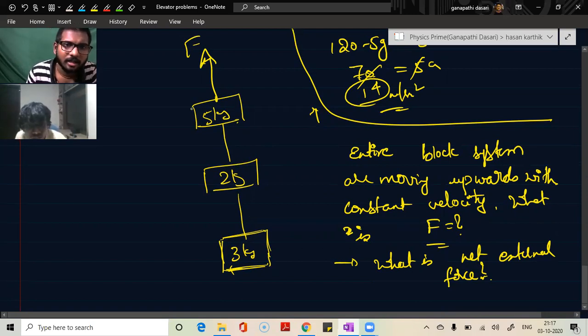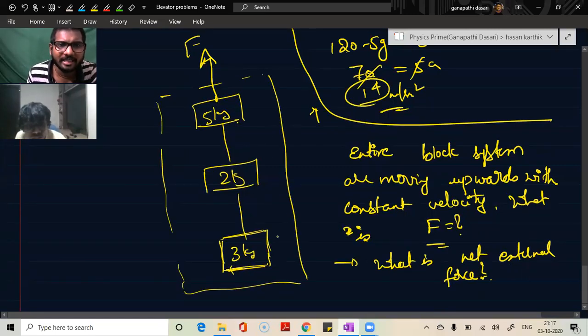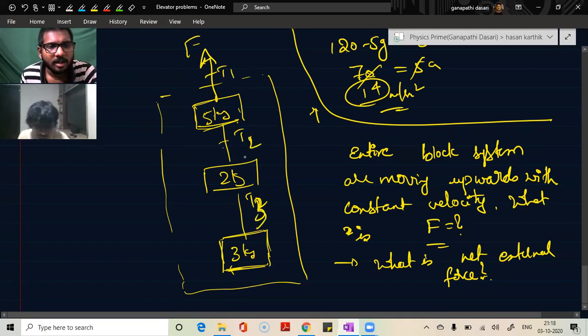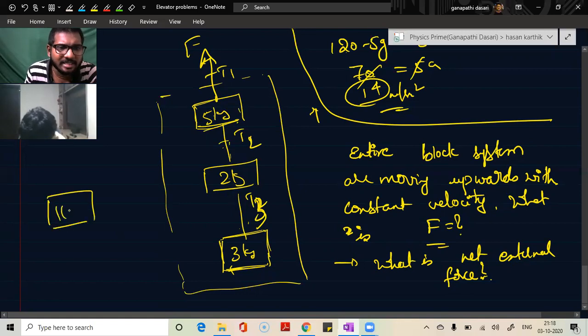First, what is the simple case? If I consider this entire system, all the blocks, to be in one system, because they're all going upwards only, all motion can be described in one way. So for 5 kg, 2 kg, 3 kg, suppose this is T1, this is T2, this is T3. So T2 and T3 are internal forces. Because of internal forces, will there be any acceleration? No, sir. Then 5 plus 2 plus 3 is 10 kg. So can I write it as 10 kg like this?